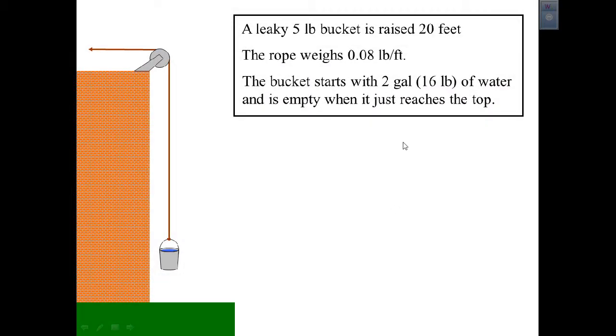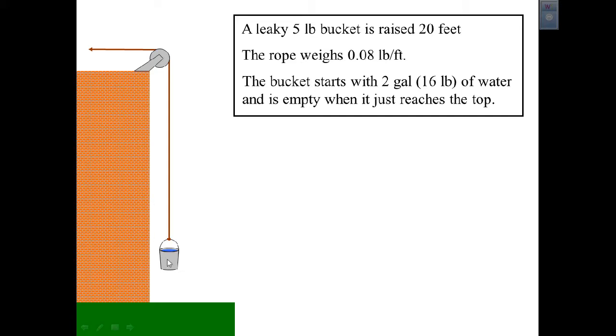Alright, so let's look at an actual applied problem that you might see. It says a leaky bucket that's 5 pounds is raised 20 feet. The rope weighs 0.08 pounds per foot. The bucket starts with 2 gallons of water, that's 16 pounds, and is empty when it just reaches the top. So that means we're losing part of this water because of the leaky bucket as we go to the top, and it's empty by the time we get it to the top. So we're doing a lot of work and we're getting no water out of it. But that's just the problem.